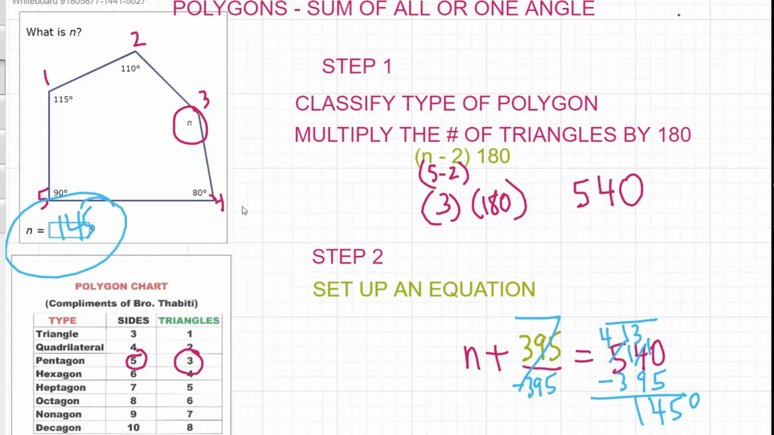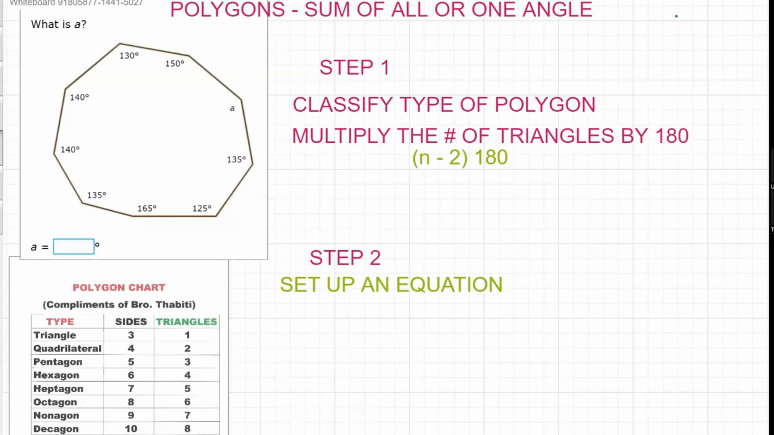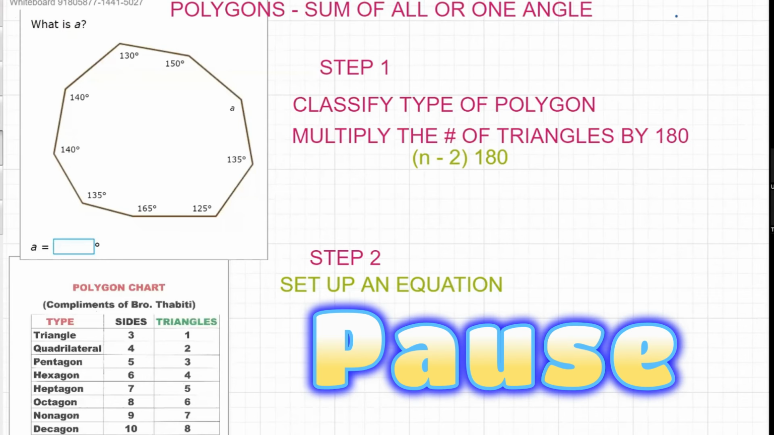Let's see, one more. Okay, all right. Since you guys are begging me, we'll give you one more. All right, so this will be our last challenge for the day. Go ahead and work this one out.